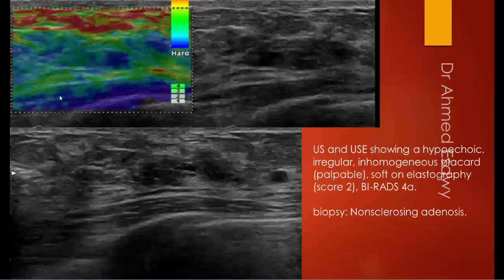This is ultrasound and ultrasound elastography showing a hypoechoic irregular inhomogeneous placard, palpable, lumpy, soft in elastography, score 2, BI-RADS 4A, proved to be non-sclerosing adenosis.